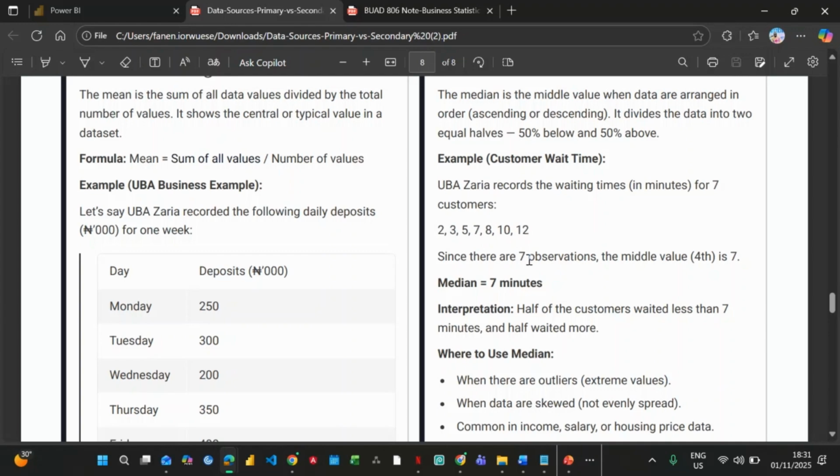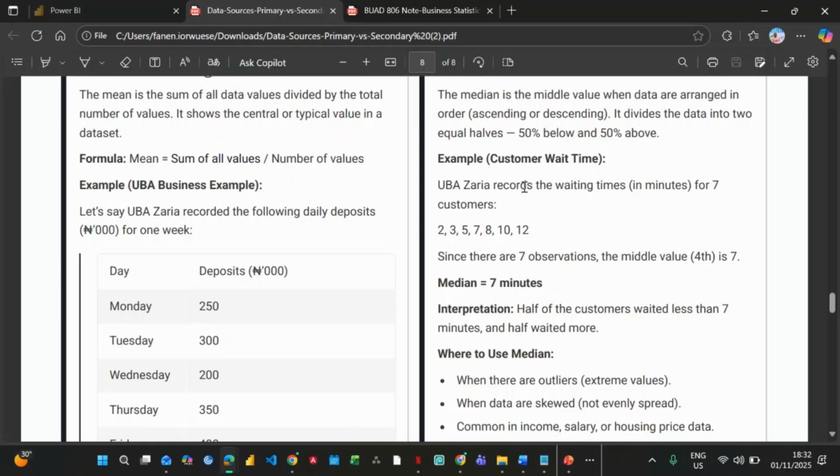So since there are 7 observations, the middle value here is the fourth value. So I can say 1, 2, 3, 4. I can take 1, 2, 3 on one side and 1, 2, 3 on the other. So this gives me the middle number, right? I now have 7 as the middle number. So this now becomes our median, the middle value that we have.